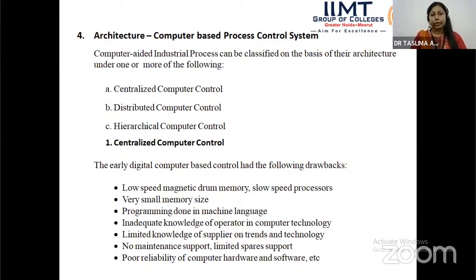Already I have explained the architectures, that is centralized, distributed, and hierarchical. Now you can see this classification as an application. The early digital based control has the following drawbacks: low speed, very small memory size, programming done in machine language, then different knowledge is also required in computer technology, limited knowledge of suppliers, no maintenance support, then poor reliability.